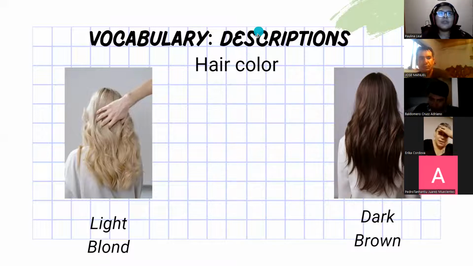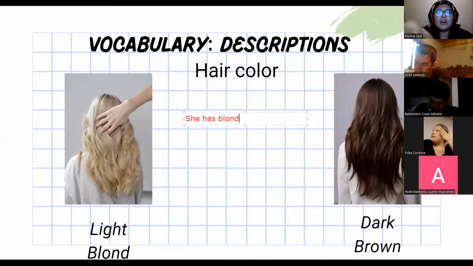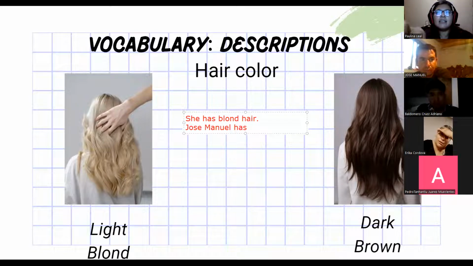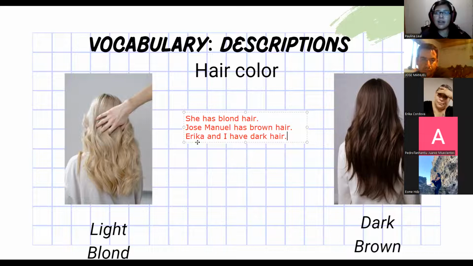Again, I'm also going to use has or have for this example. She has blonde hair. Jose Manuel has brown hair. Erika and I have dark hair, etc. I'm also using has or have. Igualito que en español, tengo pelo negro. Tengo el pelo rubio. So it's the same, exactly the same.